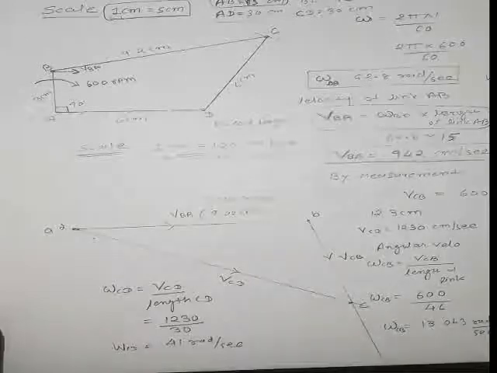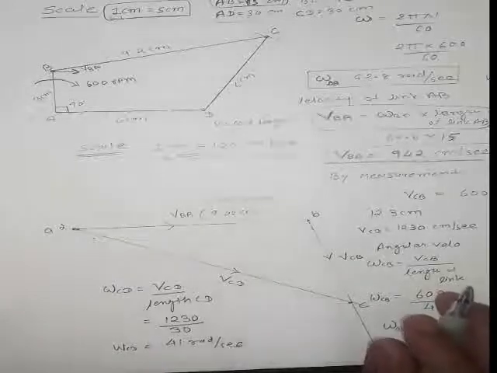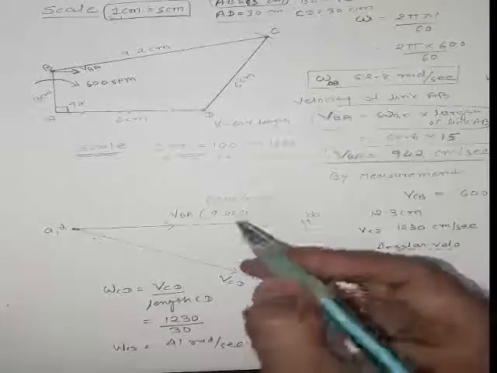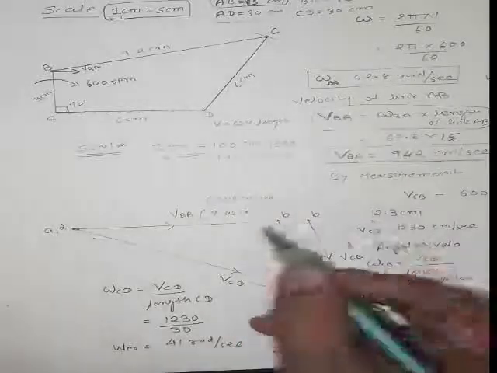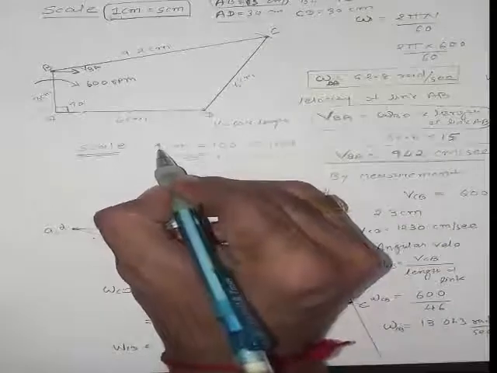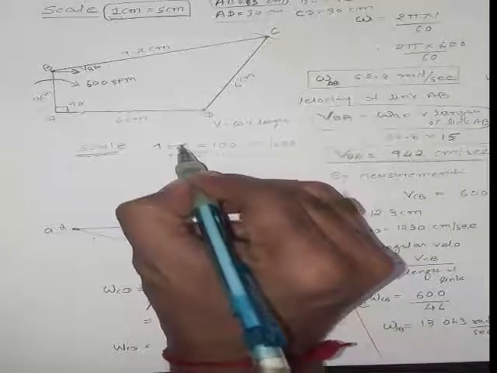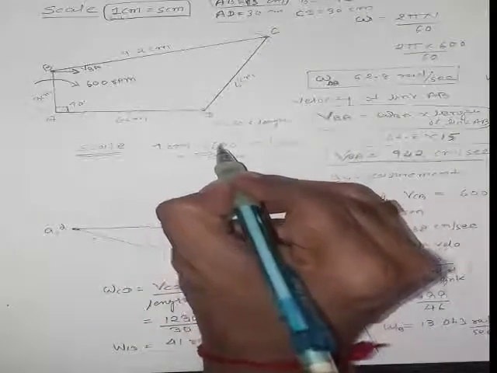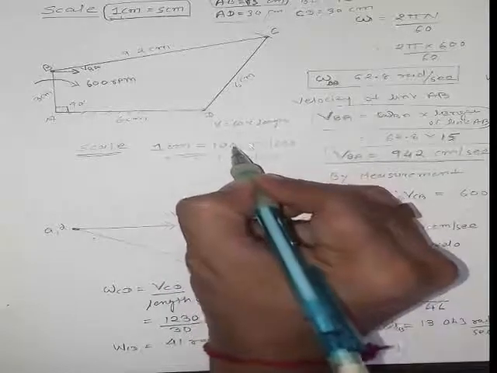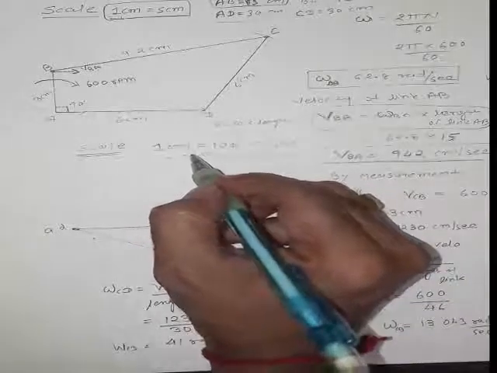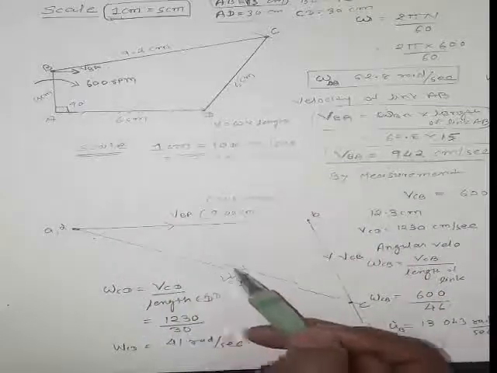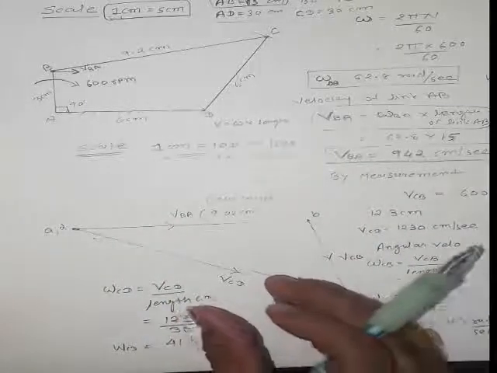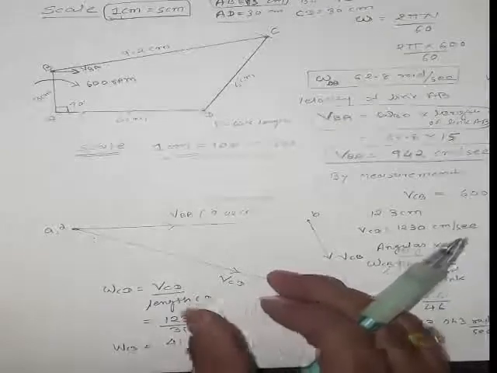So friends, this is all about the velocity diagram of this 4-bar crank mechanism. You can select a scale as per you want. It is not necessary that you have to select 100 is equal to 1. You can also select 200 is equal to 1 centimeter. Then this diagram becomes half, right? So I hope you got it.